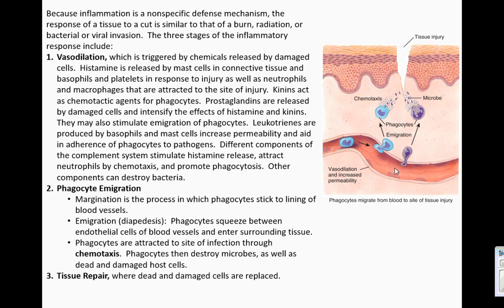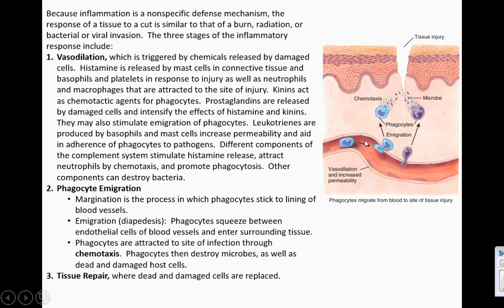Leukotrienes produced by basophils and mast cells increase permeability and aid in the adherence of phagocytes to pathogens. We talked about leukotrienes just a little bit. Those were local hormones back when we talked about the endocrine system. Different components of the complement system will stimulate the release of histamine, attract neutrophils by chemotaxis, and promote phagocytosis. Other components can destroy bacteria.